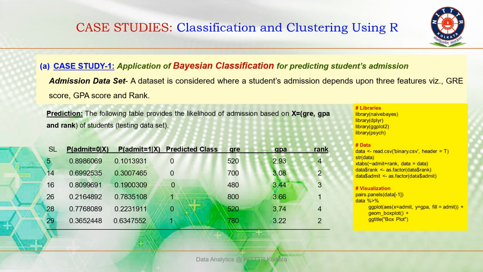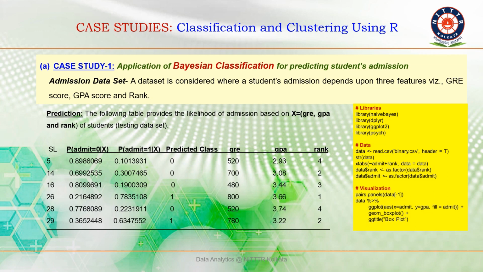In this table you can see, for serial number 5, an unknown student characterized by the GRE score 520, GPA 2.93 and rank 4. Whether he or she will get admission or not, if that is the question, Bayesian plays a good role. What you can see over there is that it computes the posterior probability for the admission class and the posterior probability for the non-admission class.